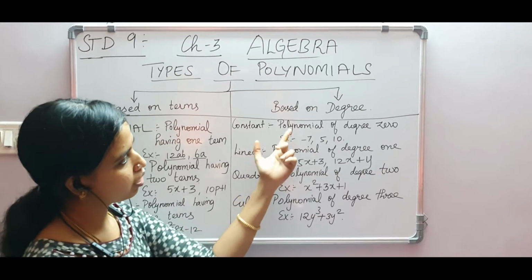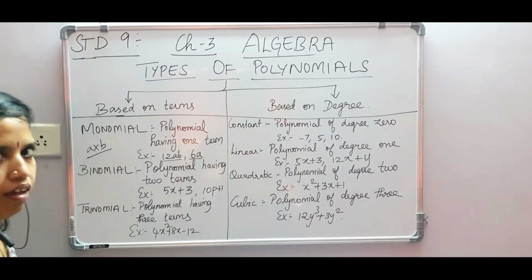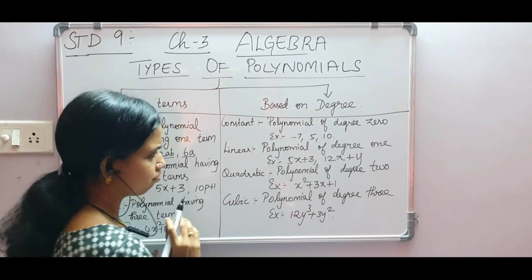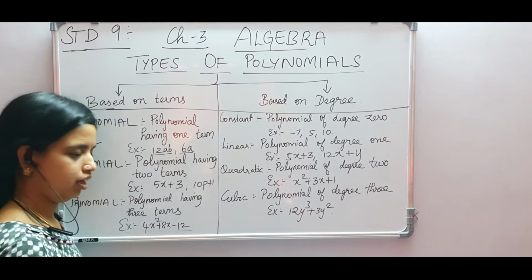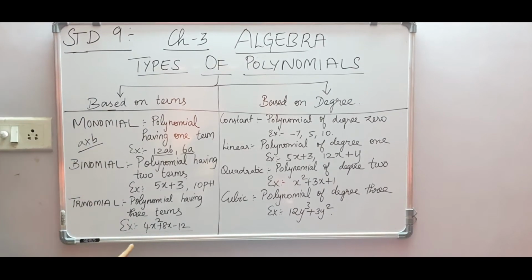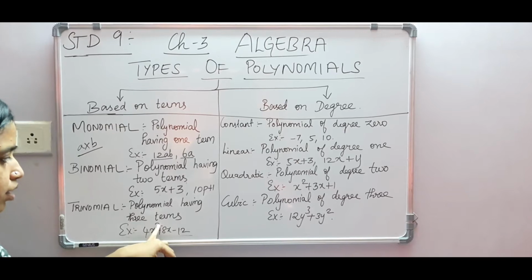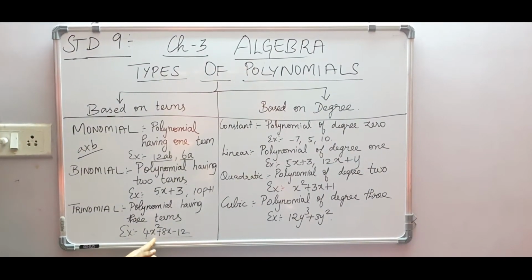Now we are going to see based on degree. You know how to find the degree. If you want, you can refer to my previous video. So see in this expression how you can find the degree. The highest power of the variable term is called the degree of the polynomial. See here x square. Here 2 is the highest power of this polynomial. So here the degree is 2.